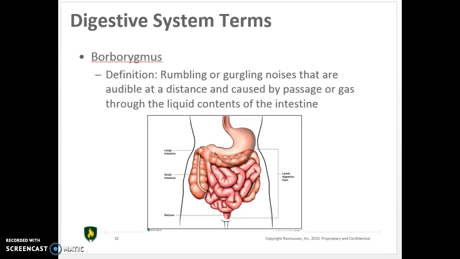Alright, I skipped one. There we go. So borborygmus is that feeling that you've probably felt or heard, and you think, oh man, I must be hungry. There's a rumbling in my abdomen. The medical term for that is borborygmus, and that's actually going to be your keyword this week.